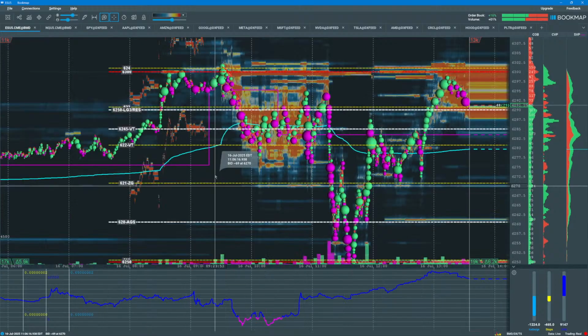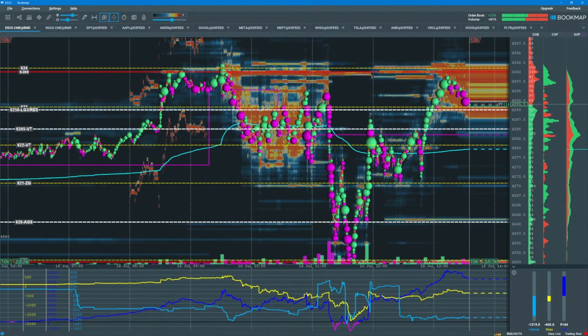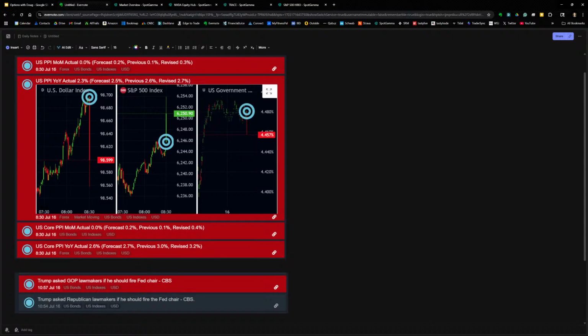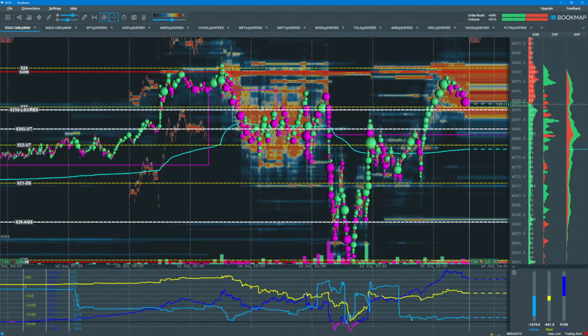So let's go back. So PPI data came out, and let's take a look at the results. PPI data shown right here. PPI data came in lower than expected. Looks like lower than expected, lower than the previous number across the board for all the various PPI month-over-month, year-over-year measurements. And there was a bullish reaction of the market.